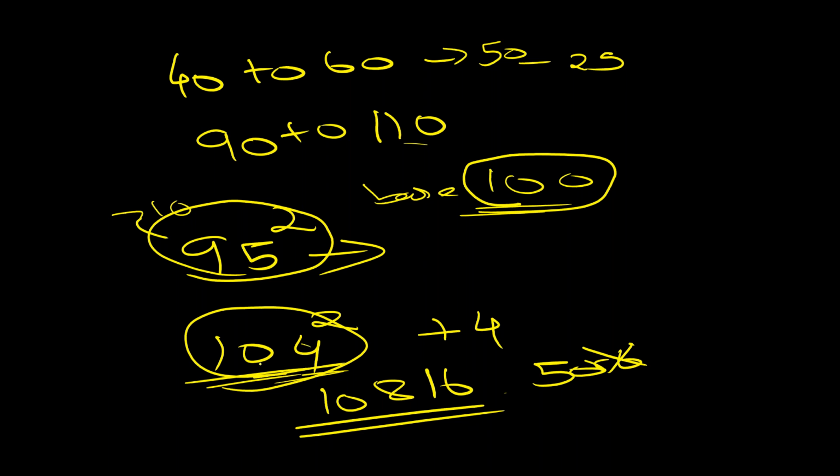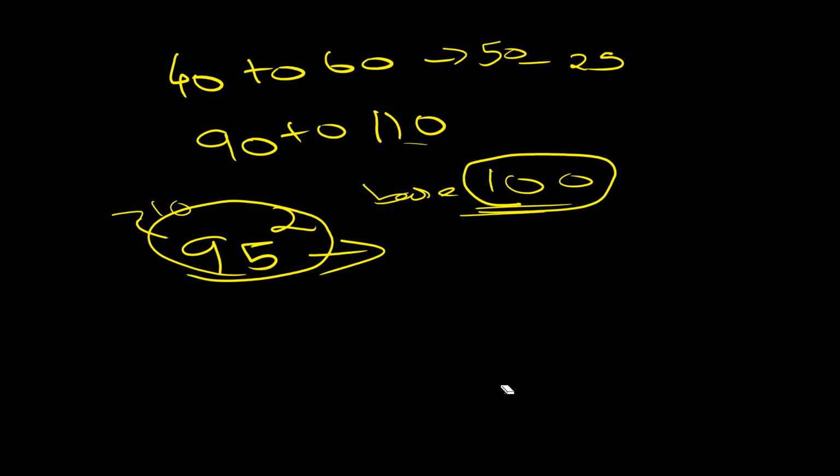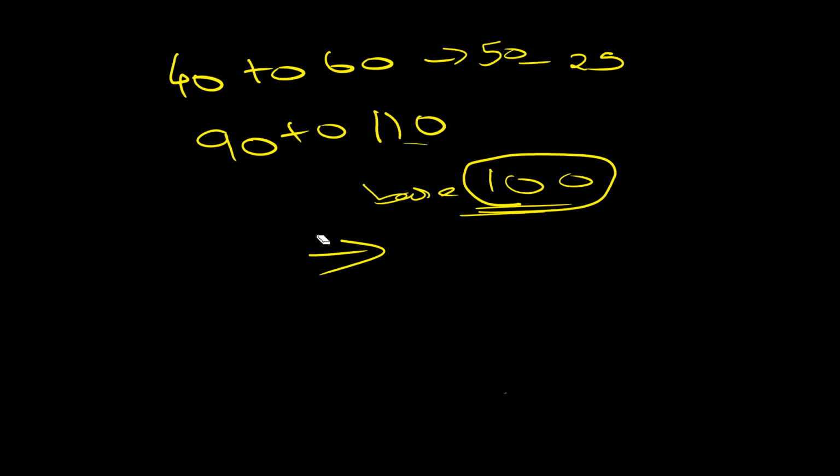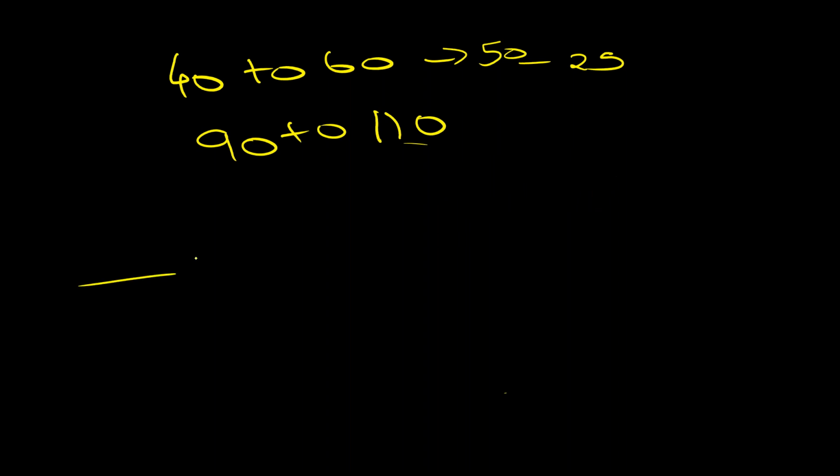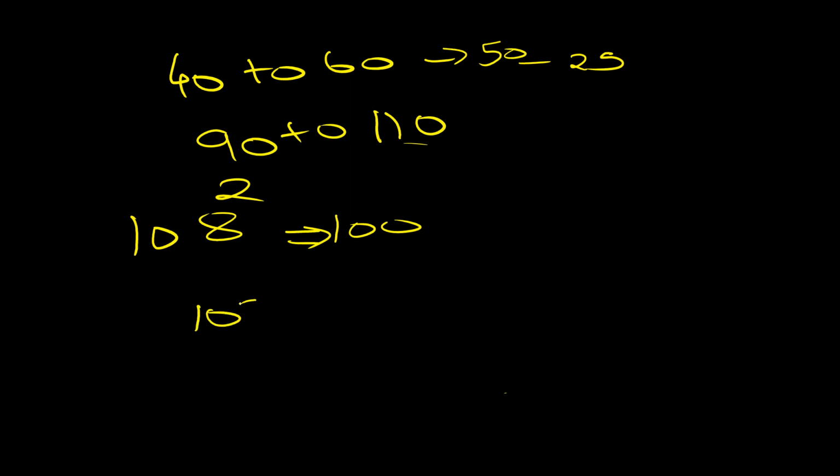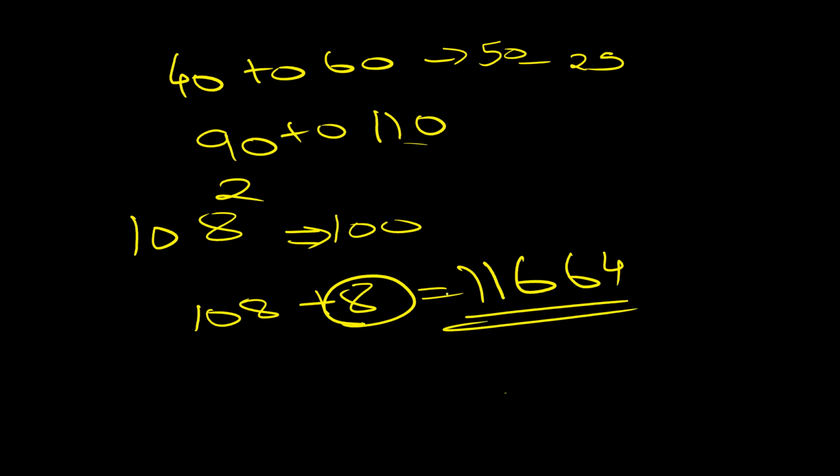Okay. Let us do one more example so that you will have a clear idea about it. Let us do 108 square. So I'm supposed to check the difference from 100. It is plus 8. When I see plus 8, I'm supposed to add it to the same number. So 108 plus again 8, I'll have 116. 8 square is 64. My answer is 11664.